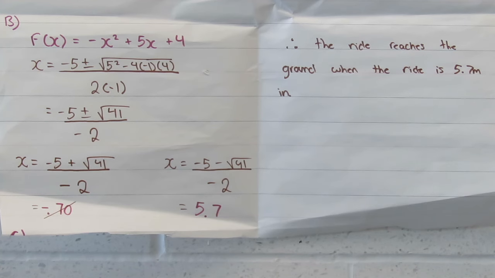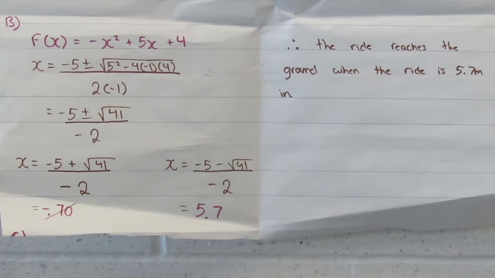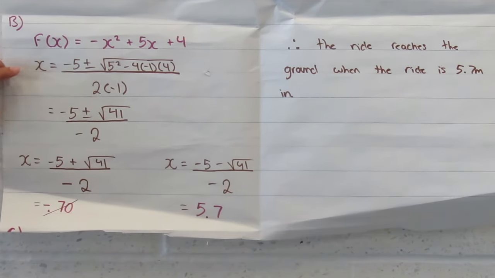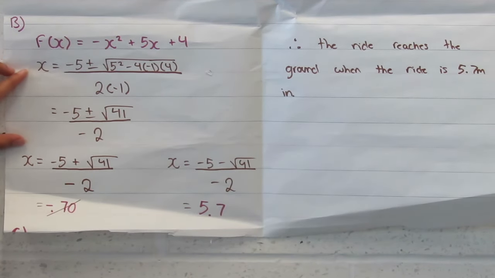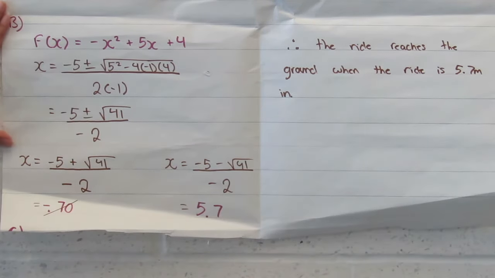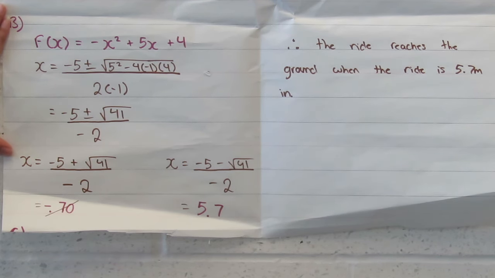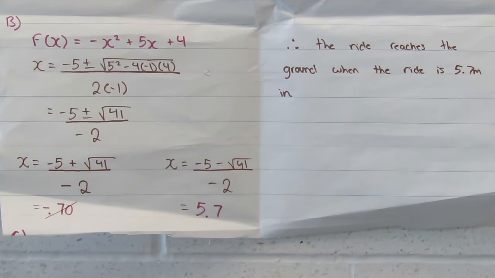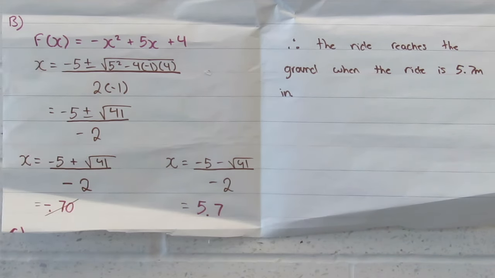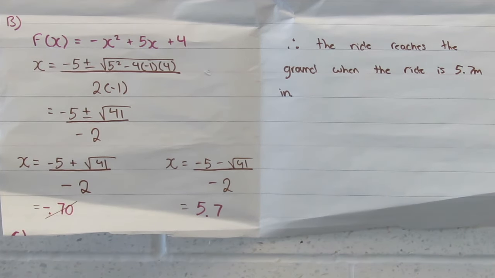So for question B, when does the ride reach the ground? In order to figure this out, we're going to have to find the x-intercepts of the equation. Since the only way we can solve this equation is by using the quadratic formula, over here you can see that I plugged all our values into the quadratic formula. Negative 5 plus minus the square root of 5 squared minus 4 times negative 1 times 4 over 2 times negative 1. And when you simplify that out, you get negative 5 plus minus the square root of 41 over negative 2.